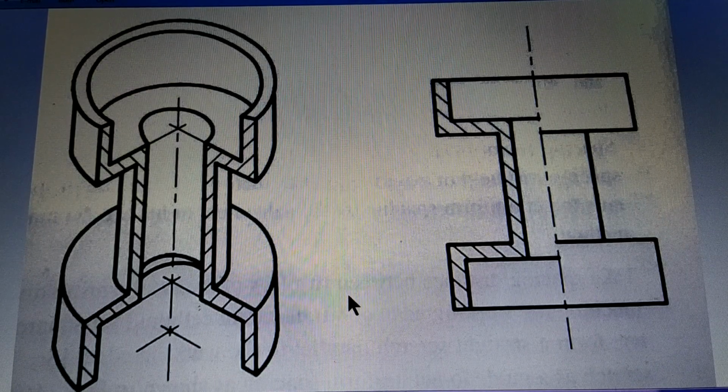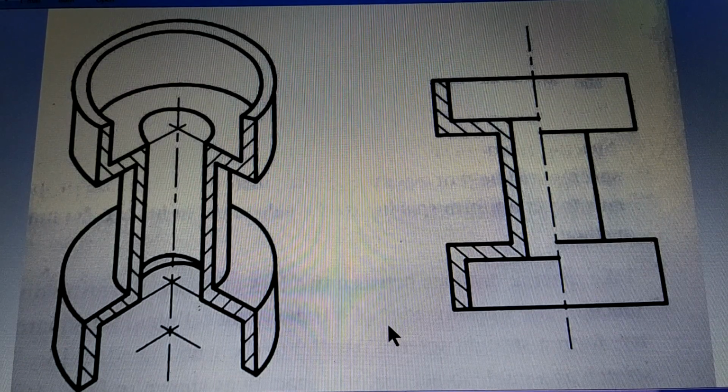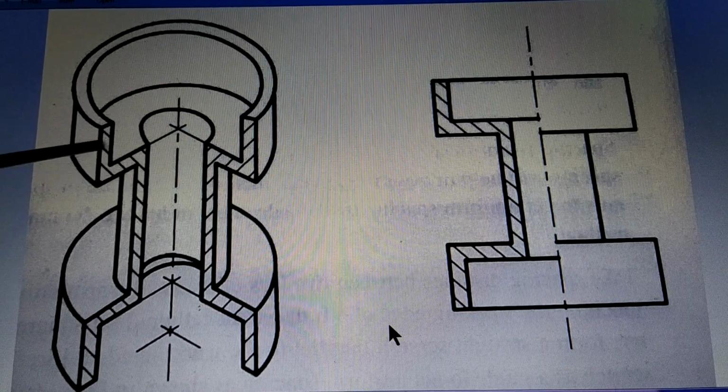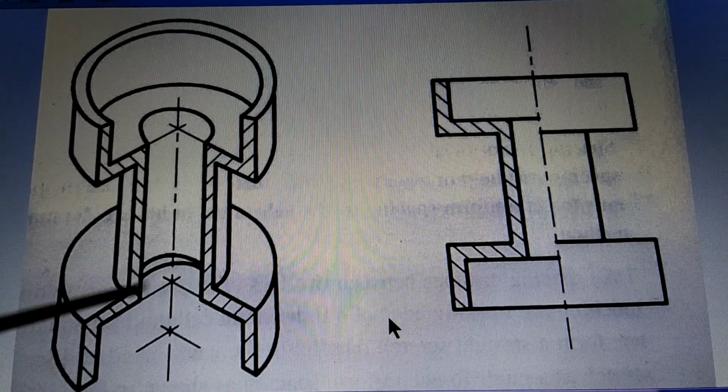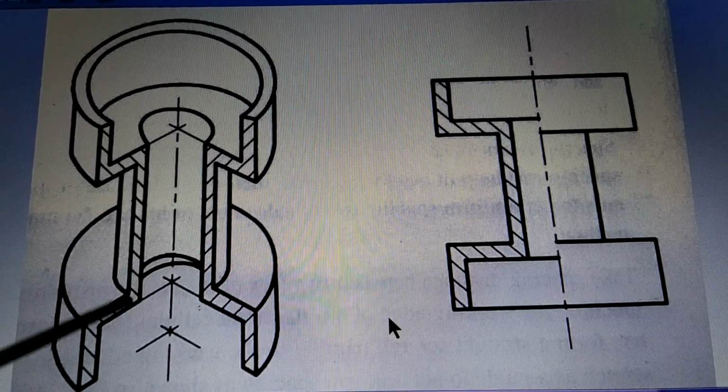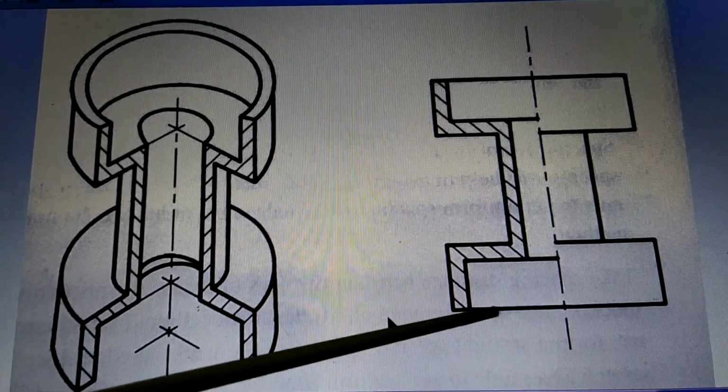Now we'll see different types of sections. Now as you see here, there is an object like this and it is cut, but it is cut only half. It is not cut full. So this kind of object is called a half sectional view. So what is drawn here is a half sectional view.